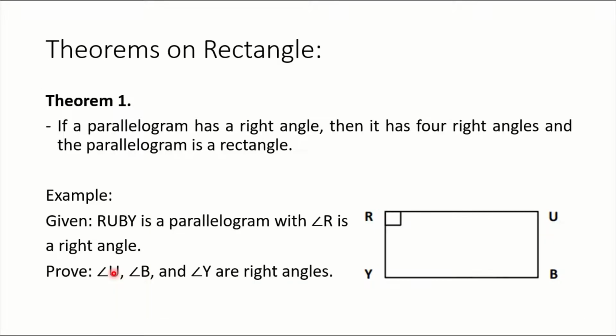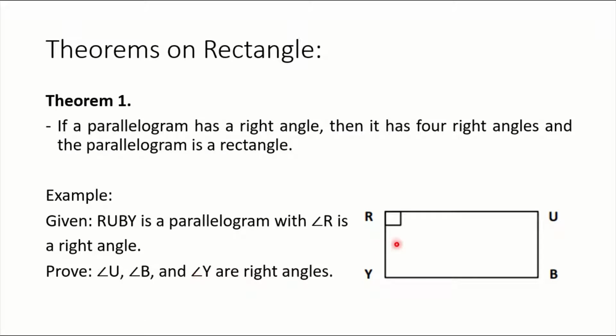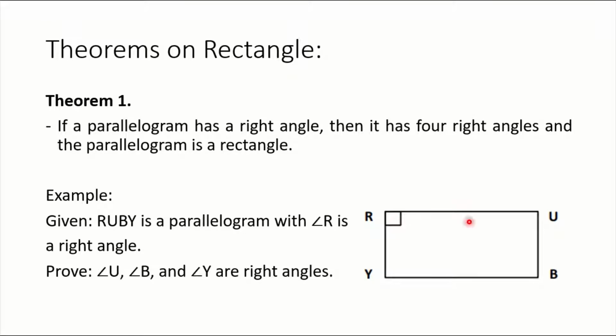Okay? So, nakakuha na natin yung isa. Prove that angle U, B, and Y. So, okay na tayo dito sa B. Next tayo is yung sa U or sa Y. So, number 6: the measure of angle R plus the measure of angle U is 180. So, wait. Angle R and angle U. When you add them, you will get 180 degrees. Yun yung sabi. Bakit kaya? What is the reason? Because consecutive angles are supplementary. Since consecutive angles are supplementary, therefore, they will form 180 degrees.